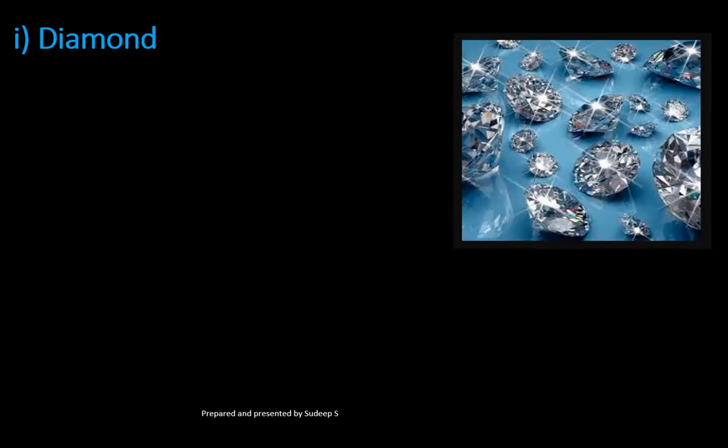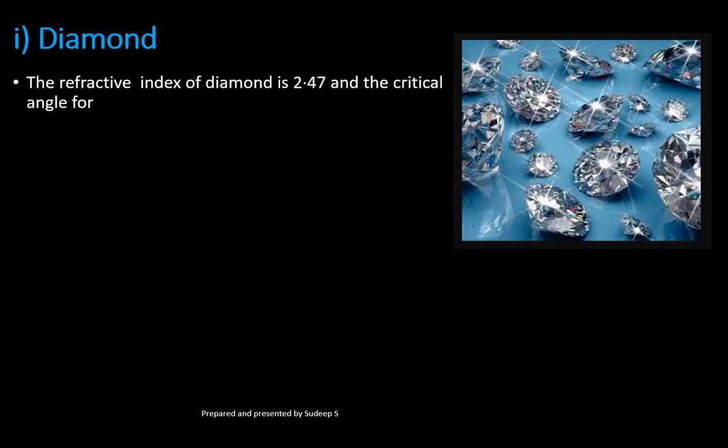Okay, so the refractive index of diamond is 2.47 and the critical angle of the diamond-air interface is small, about 24 degrees only. Okay, so the critical angle for diamond is 24 degrees. So this means that if my angle of incidence is greater than 24 degrees, then it will show me total internal reflection.